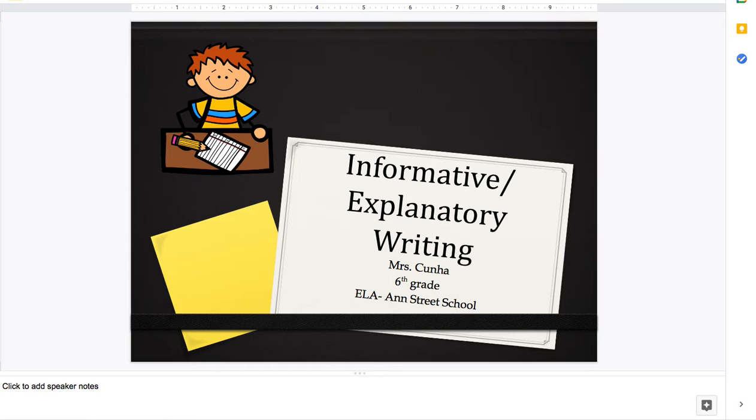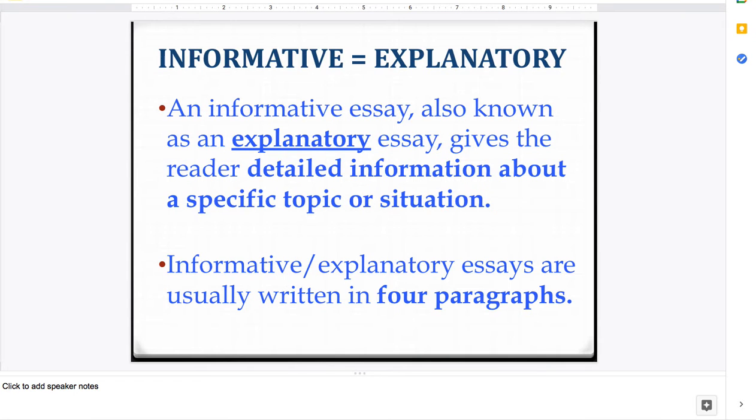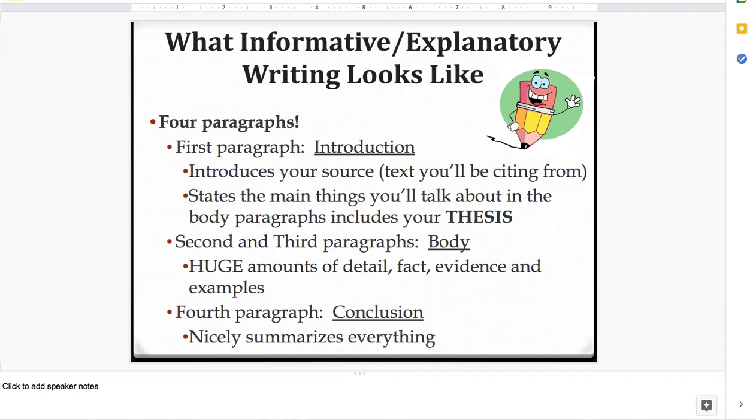So as you know, an explanatory essay or an informative essay, it means the same thing, right? An informative essay is known also as an explanatory essay, and it gives the reader detailed information about a specific topic or situation. We know that an informative or explanatory essay is usually written in a total of 4 paragraphs. And each paragraph is going to consist of the following.